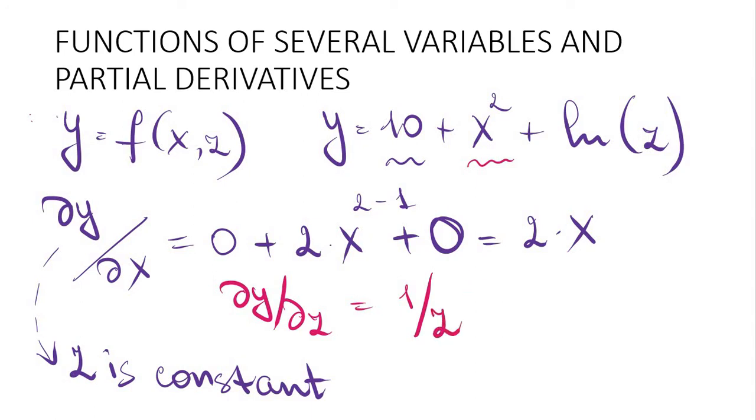And that's it. So an important thing about partial derivatives is that when you calculate the partial derivative of the dependent variable with respect to one of the independent variables, you assume that other independent variables are constant. So their value does not change.